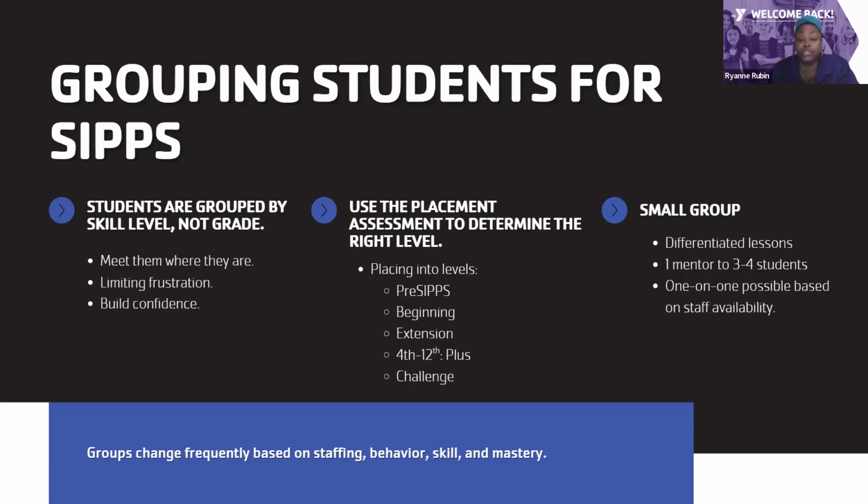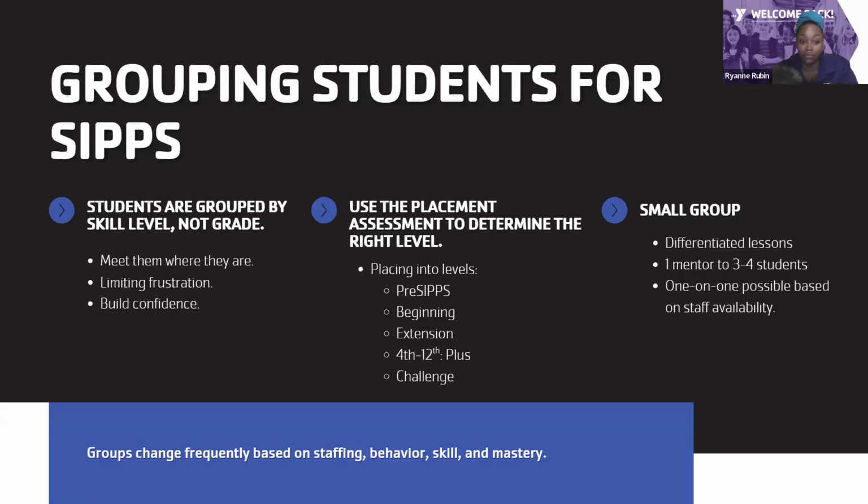And then grouping your students, you're going to group them in small groups. They're going to receive differentiated lessons based on their level. Generally, the ratio is about 1 to 3 or 4 students. You don't really want to go more than that, at least not for your mentors. If there's a volunteer, generally when we introduce them to the program, they're told about 1 to 4 students. So try to keep their groups pretty low, but also balance it out. The more staff availability you have, the better.